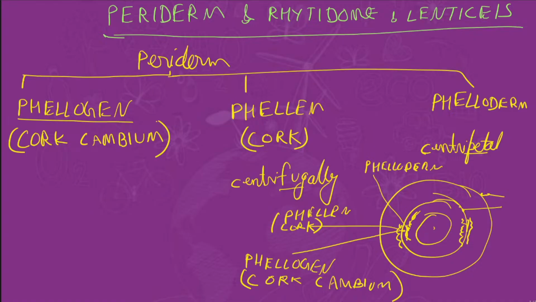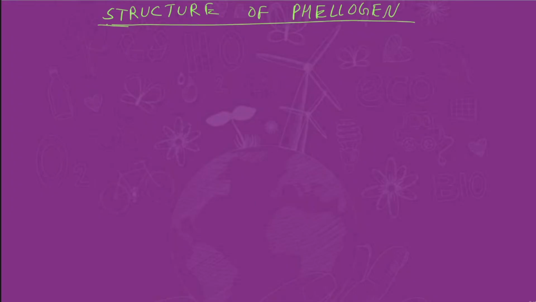Structure of phellogen. Phellogen is a lateral meristem consisting of a single layer of initial cells. The cells are uniform, rectangular.